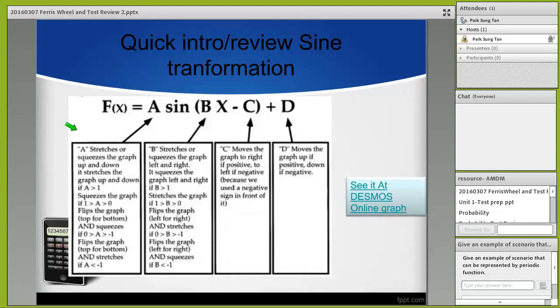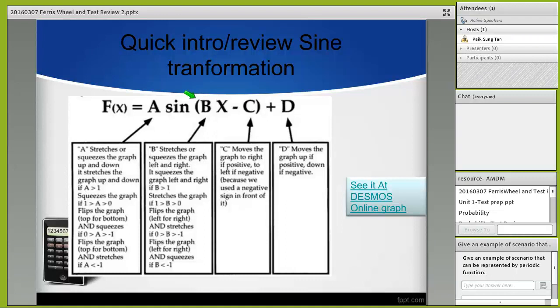Okay, so it's pretty easy to remember. If the number is larger than 1, it stretches it. If it's a negative number, it flips it. Okay, B is the number in front of the x, or the number in front of the domain. If the domain is in radians, which is in pi or 2 pi or pi over 3, then that is the x that we're talking about. That is the input. Okay?